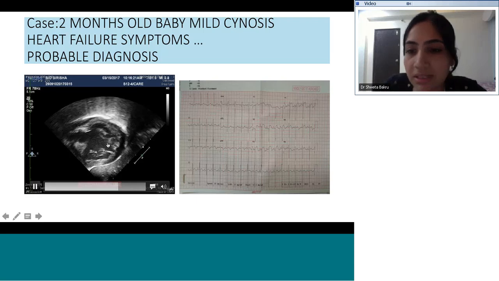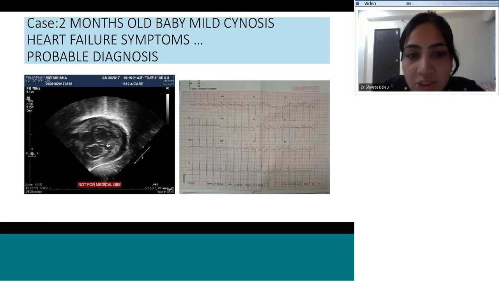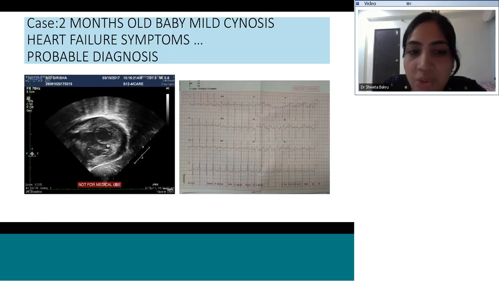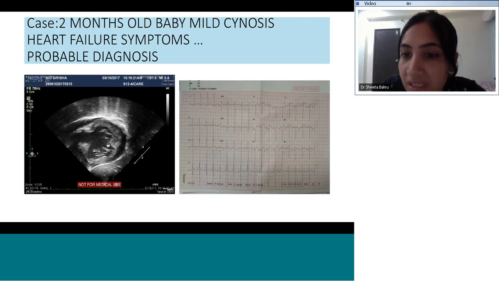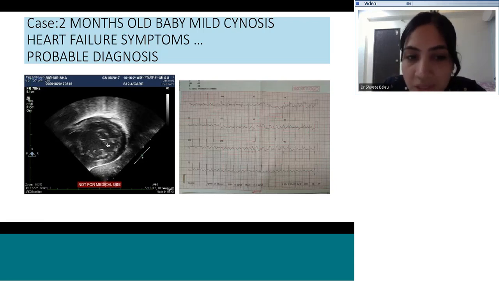So let us start from the basics: it is a short axis view, right? Short axis en-face view of AV valves. En-face view of AV valve is very important on two occasions. One, if you want to differentiate whether it is a common AV valve or there are two AV valves. For that reason, it is very important.